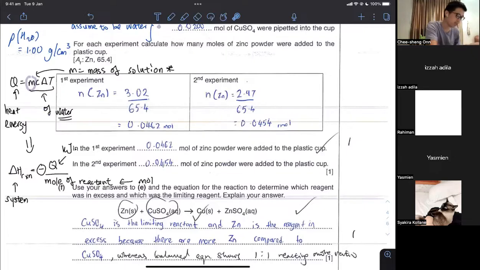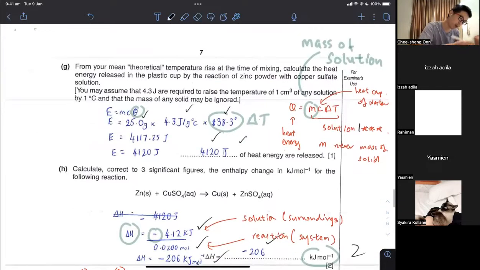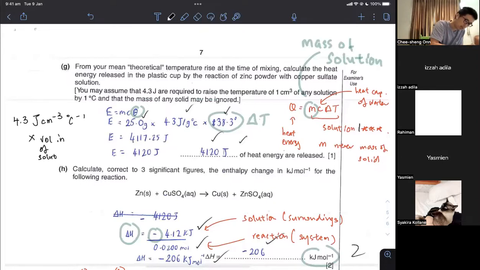And then one thing is, the C is given as 4.18 or sometimes 4.3 in the question. This is 4.3 joule required to raise the temperature of 1 cm³ of any solution. So it's per cm³ per degree Celsius. So when you multiply that by the volume of the solution, the volume of the water in cm³, multiplied by the delta T, you are going to get joule. This is heat energy given up to the surrounding in joule.